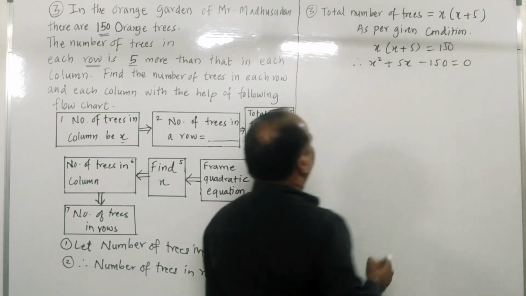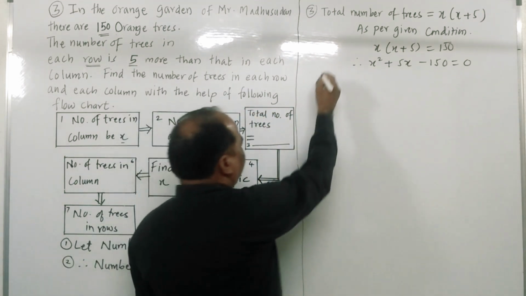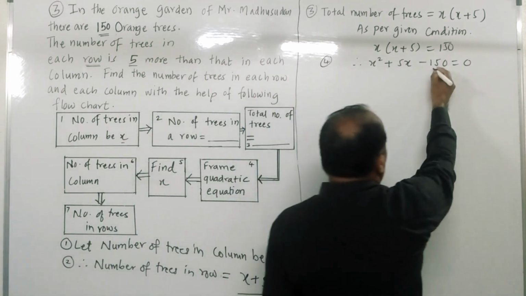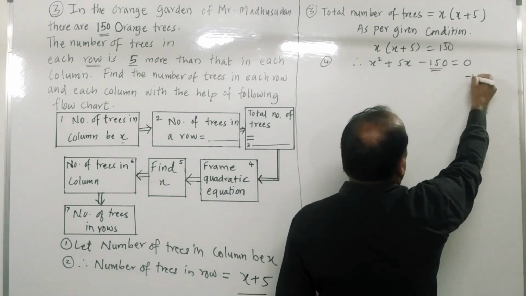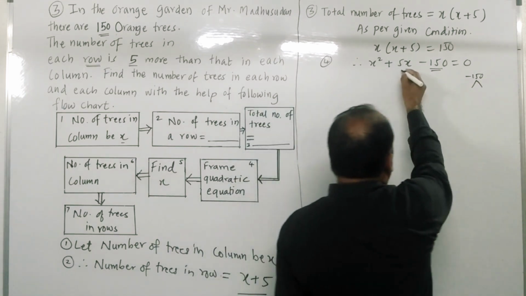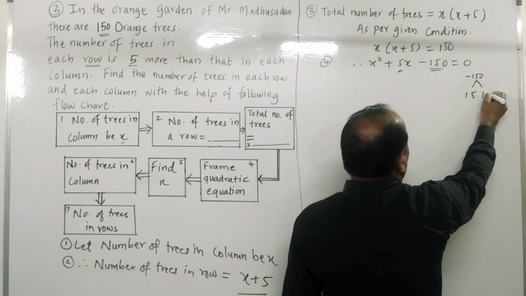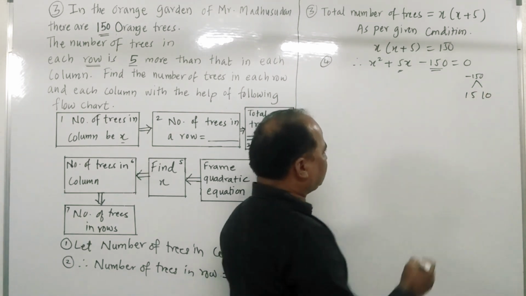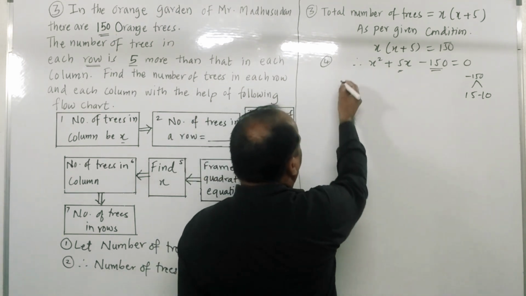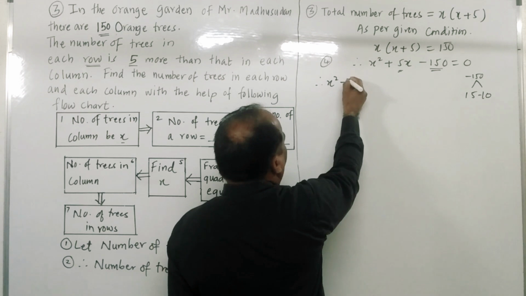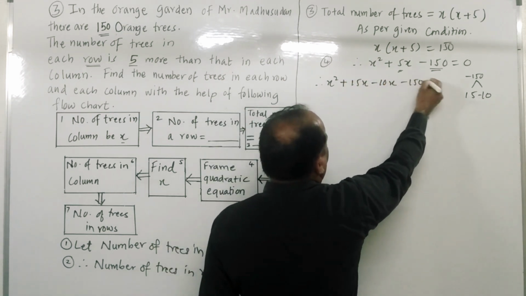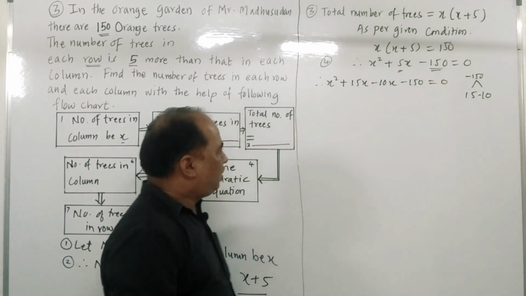This is the quadratic equation which we have to solve by the factorization method. So, here factors of minus 150, such that the middle term should come as 5. So 15 tens are 150, 15 minus 10 is equal to 5. So factors are 15 and minus 10. So split the middle term, therefore x square plus 15x minus 10x minus 150 is equal to 0.